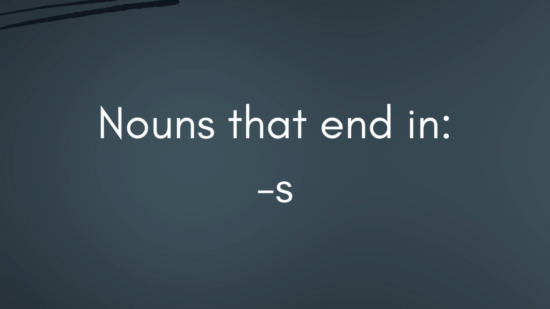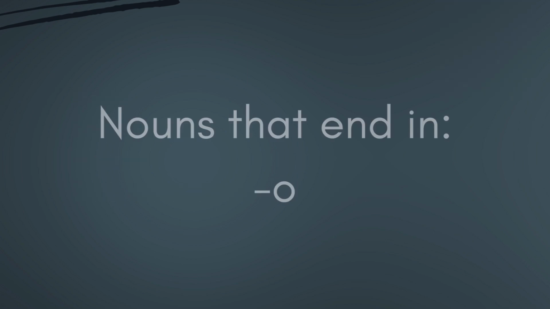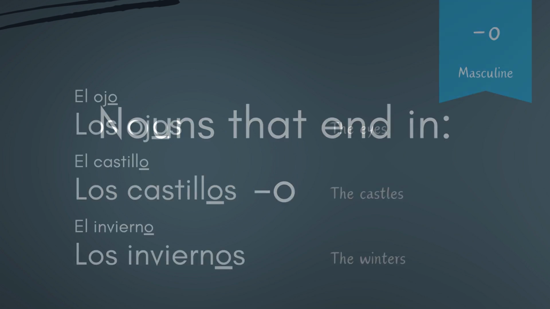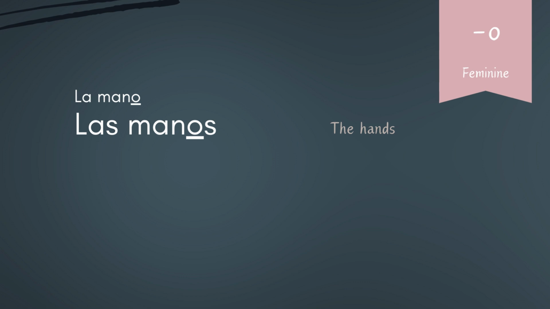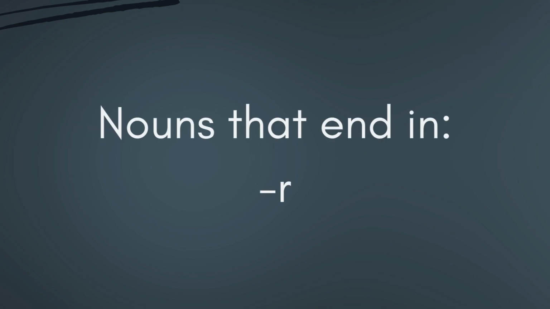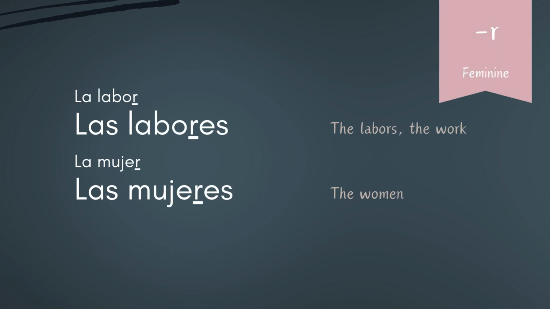Nouns ending in an S. Masculine. Los países, los intereses. Nouns ending in an O. Masculine. Los ojos, los castillos, los inviernos. Feminine. Las manos. Nouns ending in an R. Masculine. Los collares, los conductores, los bares. Feminine. Las labores, las mujeres.